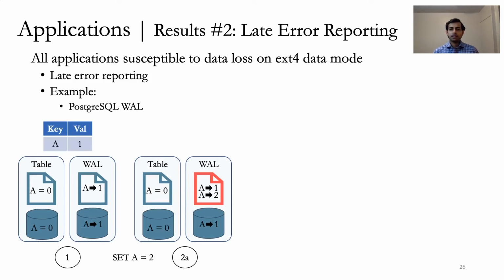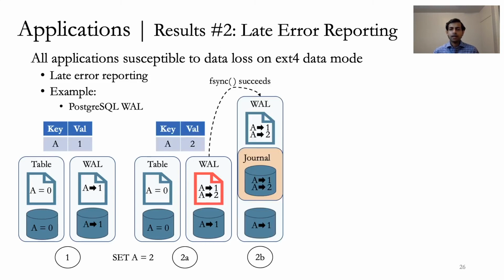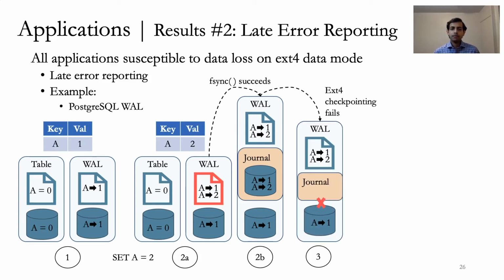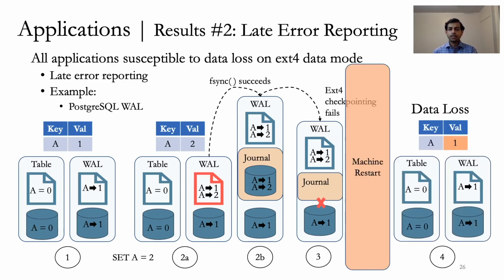So the page is dirty, and now you fsync. Fsync succeeds since ext4 puts it in the journal, so you report this success to the user. But when ext4 fails to move the data out of the journal, it just logs it in syslog. So it's not on disk and it's not in the journal, it's only in the page cache. If the machine restarts, you've lost your data. A's value is 1. And while this is just for the write-ahead log, it also happens during Postgres checkpoints. And this is just data loss, but we've documented cases of corruption for all the other applications as well.